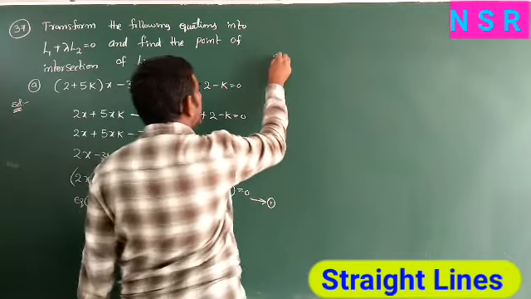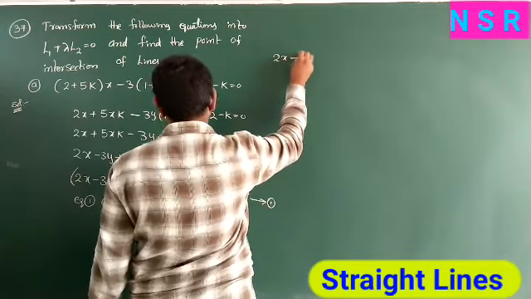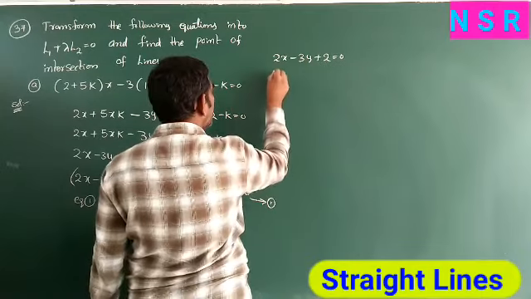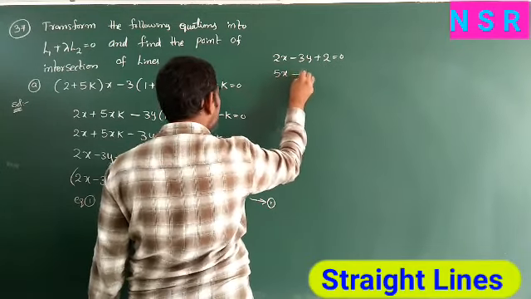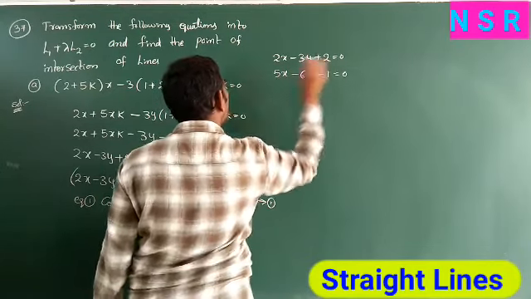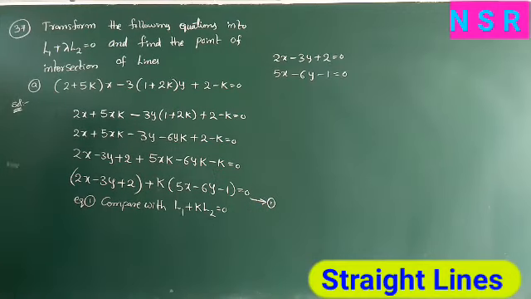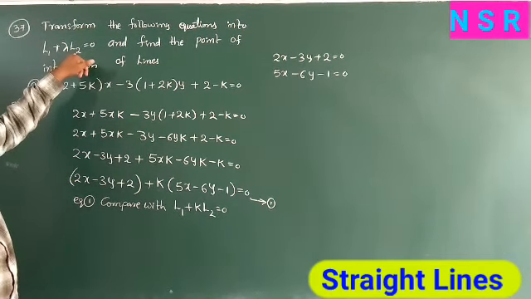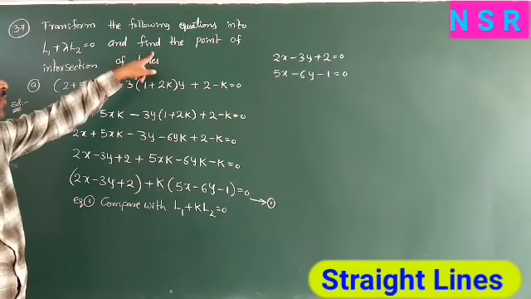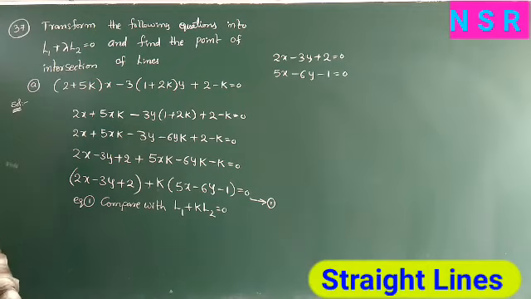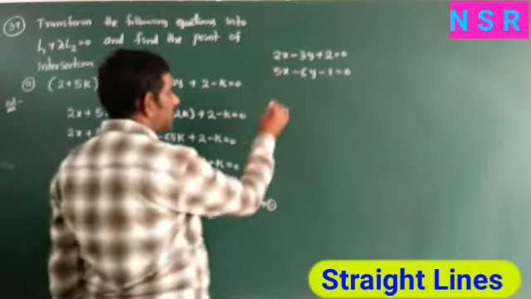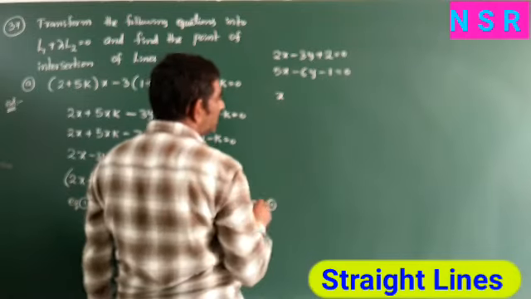So the first line is 2x minus 3y plus 2 equal to 0 and the second line is 5x minus 6y minus 1 equal to 0. So we get two straight lines L1 and L2. The given equation is transformed to L1 plus lambda L2 equal to 0, and we also find the point of intersection. You already know the point of intersection, we discussed it in the previous class.